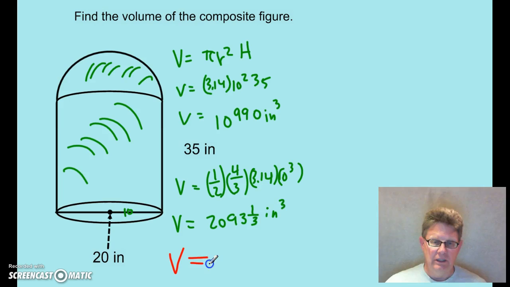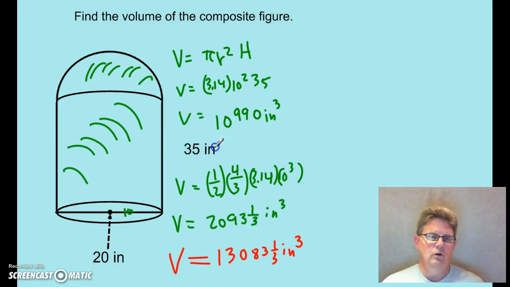So the volume equals 13,083 and 1/3 inches cubed. So to find the volume of a composite figure, add the two volumes or three volumes together. This does conclude Honors Geometry Lesson 12.6, Surface Area and Volume of Spheres.